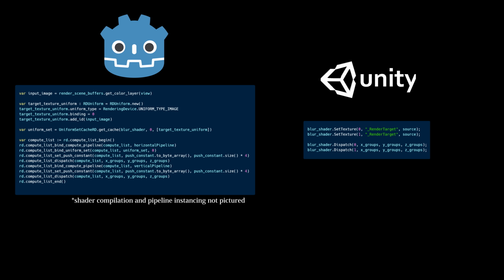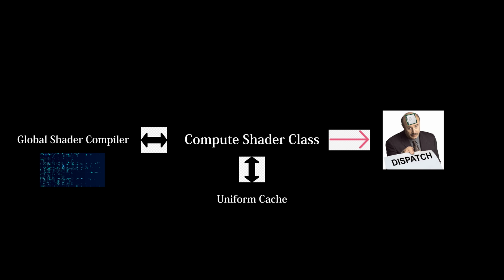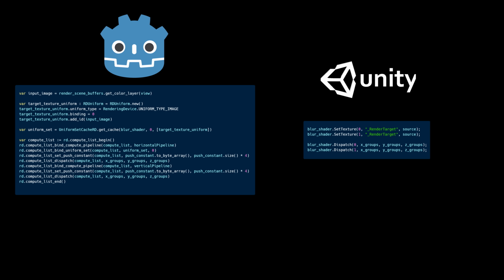Once again, let's compare some code. On the left, we have a script for dispatching a compute shader in Godot. On the right, we have the same thing in Unity. Our goal is to implement a compute shader wrapper class that interfaces with the global shader compiler, handles the shader memory and uniform caching, and can dispatch its associated shader. When it's finished, our Godot script should look about as simple as Unity's.